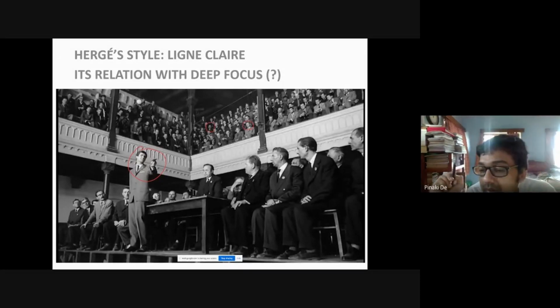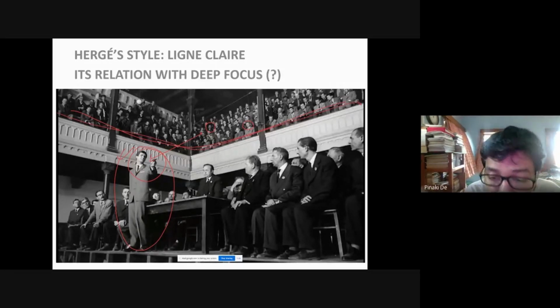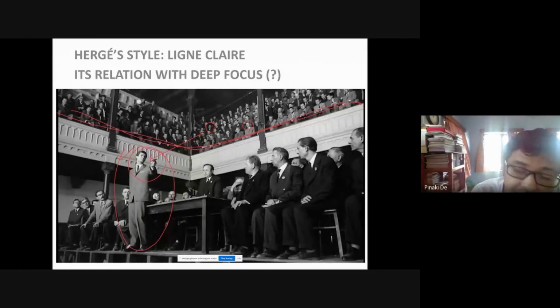Normally কিন্তু ফিল্মে হওয়ার কথা নয়, this should be blurred out, only this person should be in focus. But deep focus এ প্রতিটা জিনিস ফোকাসে আছে। কারণ কি? Of course this is the main protagonist, he is important, but it is also important to know where he is talking. The context is as important as the focalized protagonist.